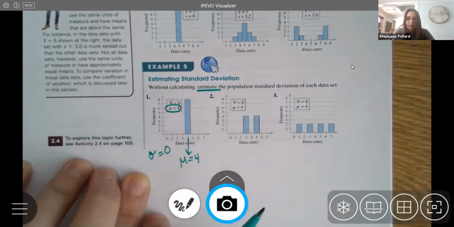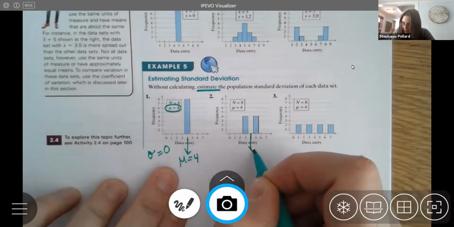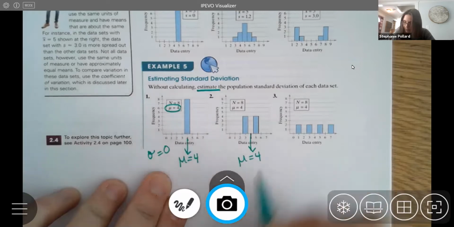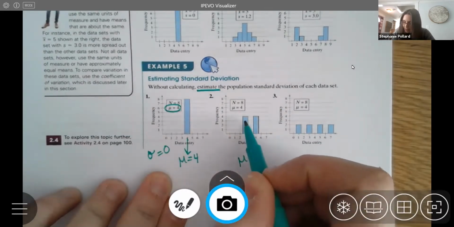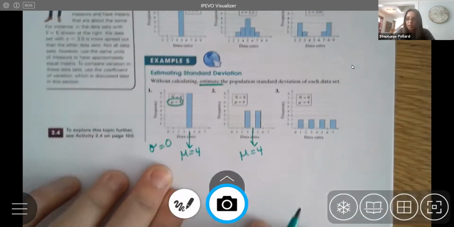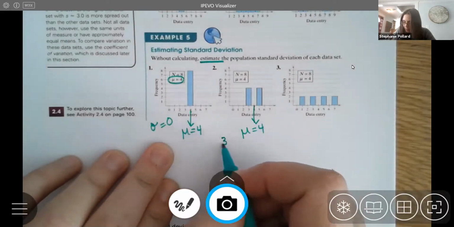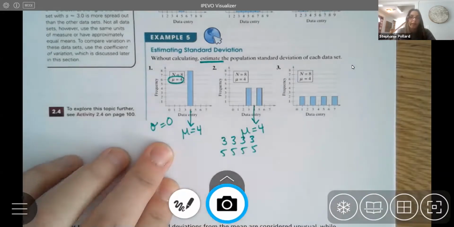All right, let's look at the next one. So here we're told that our mean is 4 again. So our mean is right here, right in the center of our data. Again, we have 8 data points, which makes sense. I have 4 data points that are 3 and 4 data points that are 5. So for instance, my data points are 3, 3, 3, 3, 5, 5, 5, 5. So those are my data points here.